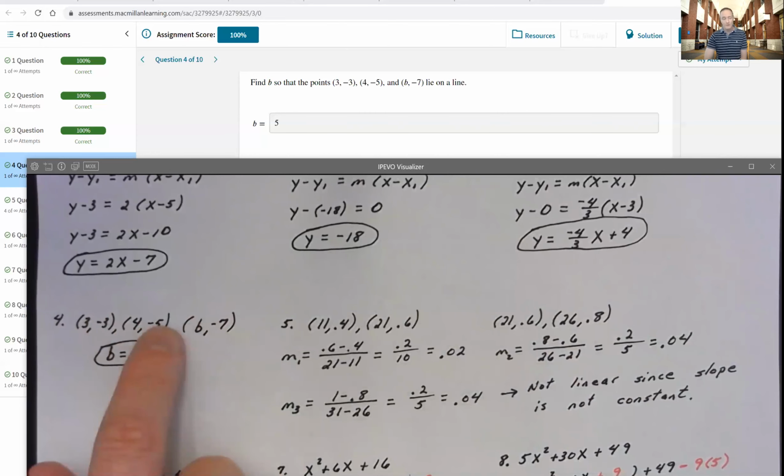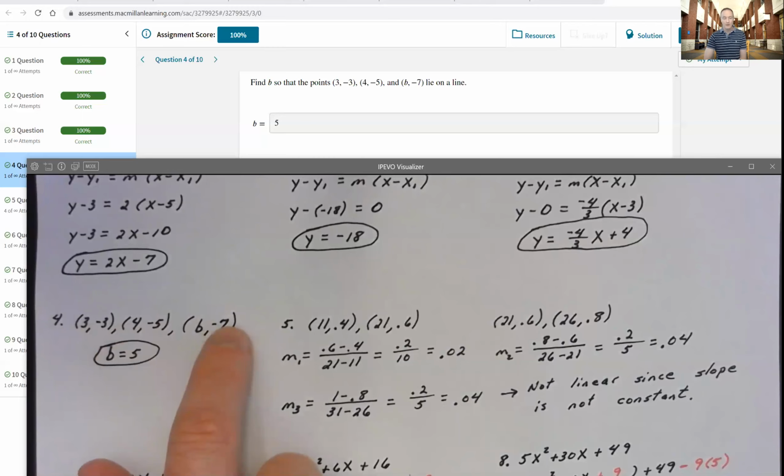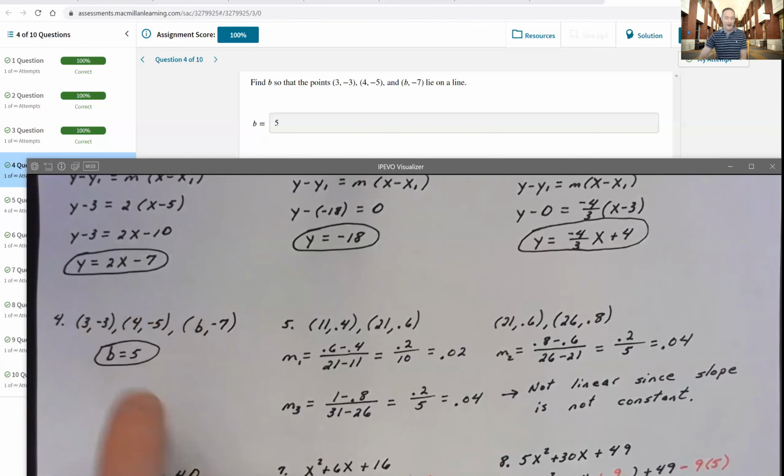Now, you could have also gone ahead and found the slope here and said, well, the slope is just the change in y over the change in x. Your slope is going to be negative 2 over 1. So you can say, well, negative 2 over 1, then that same slope has to be occurring here. You go down 2 again, you move to the right 1, boom, we got our b value of 5. And you can see that that's what I entered into Achieve for that one.